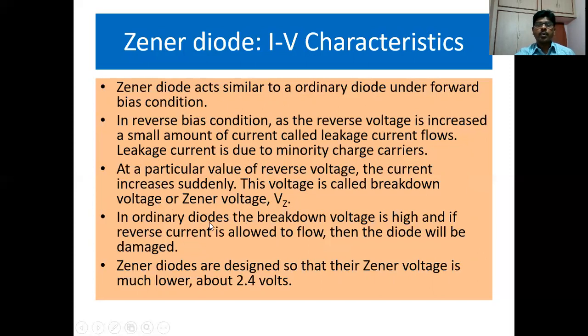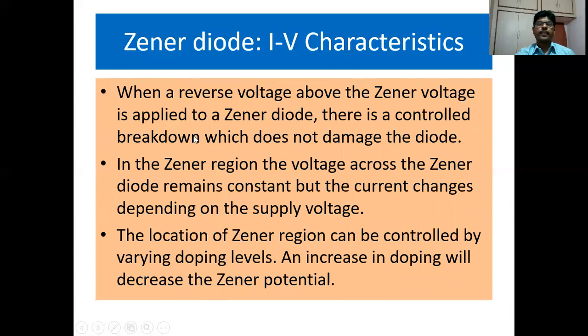In ordinary diodes, the breakdown voltage is high, and if reverse current is allowed to flow, then the diode will be damaged. Zener diodes are designed so that the Zener voltage is much lower. It's about 2.4 volts. When a reverse voltage above the Zener voltage is applied to a Zener diode, there is a controlled breakdown which does not damage the diode.